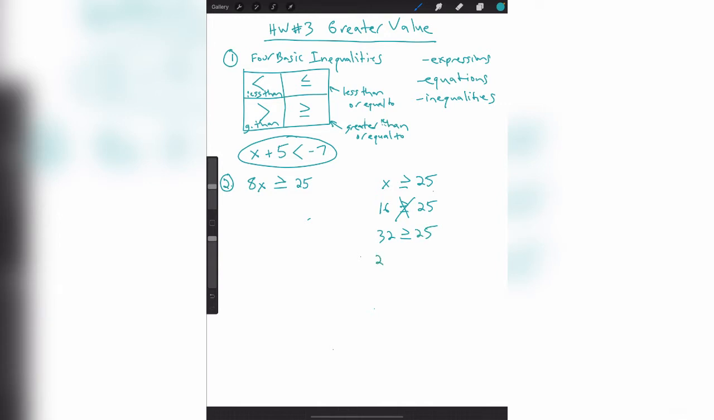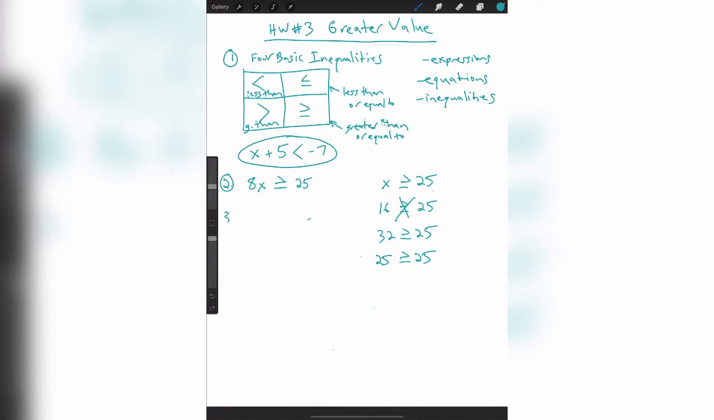Is 25 at least 25? And the answer is yes to both of these. So whenever you hear "at least," you know that it could be equal to that number and still be okay, like in this example, because 25 is equal to 25. So in this case, you would use the greater than or equal to symbol. Every time you hear "at least," you're going to use that greater than or equal to symbol. Just a heads up. Okay?